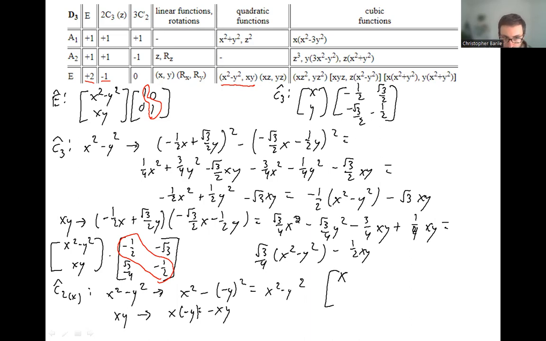We can now very quickly write the 2x2 matrix that explains this transformation. And we know that x squared minus y squared is going into itself, so we have 1, 0, and xy is going into a negative of itself. We take the trace of this matrix, and we get 1 plus negative 1, which equals 0. So we proved that x squared minus y squared and xy not only transform together, but that they do so with E symmetry.